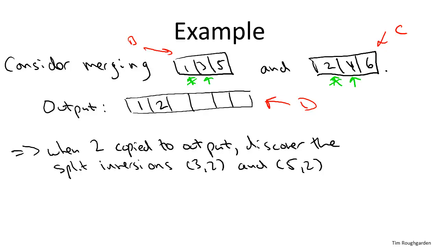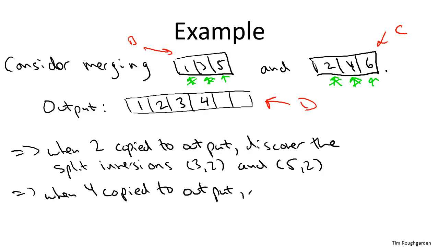So what happens next? Well, next we make a copy from the first array, and we realize that nothing really interesting happens when we copy from the first array, at least with respect to split inversions. Then we copy the 4 over, and yet again we discover a split inversion, the remaining one, which is 5, 4. Again, the reason is, given that 4 was copied over before what's left in B, it's got to be smaller than it, but by virtue of being in the rightmost array, it's also got to have a bigger index, so it's got to be a split inversion.